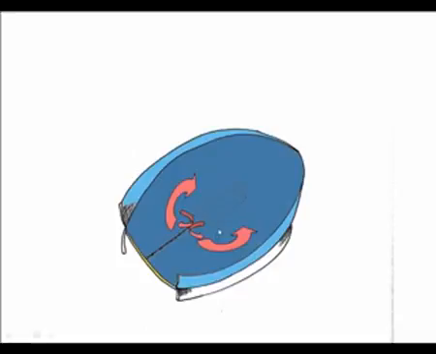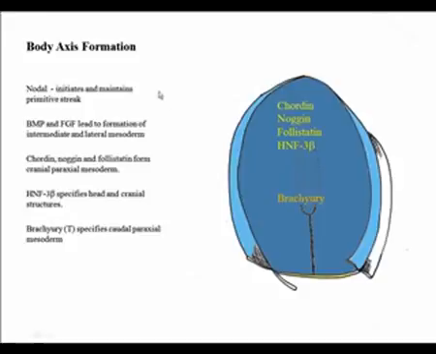Here we're showing the migration through the primitive streak of the mesoderm cells as they will migrate up deep to the epiblast cells and move in this cranial direction, that is towards the head. So the body axis is formed. One of the ways that this happens is that nodal is an important factor that initiates and maintains the primitive streak. In addition, bone morphogenetic protein and fibroblast growth factor also lead to the formation of mesoderm.